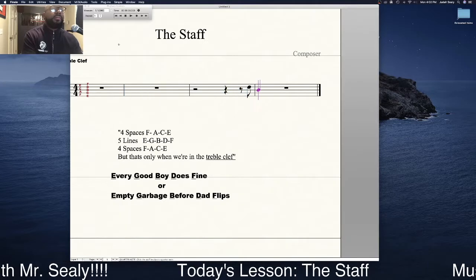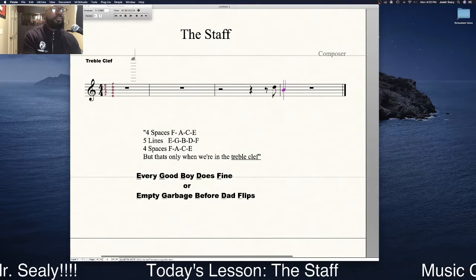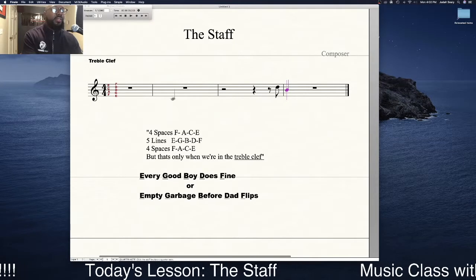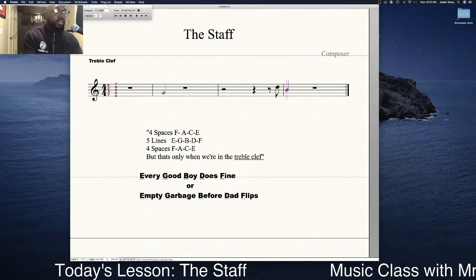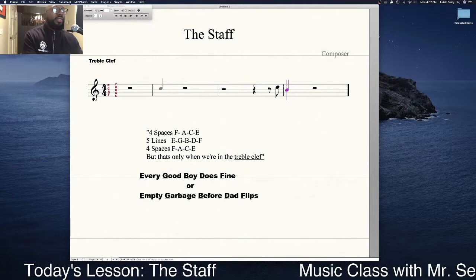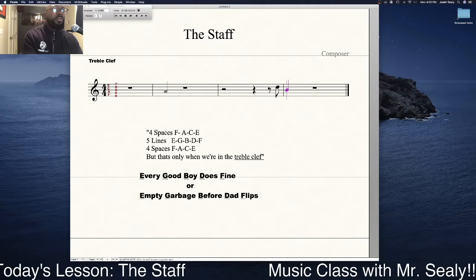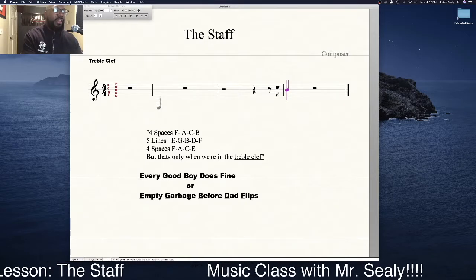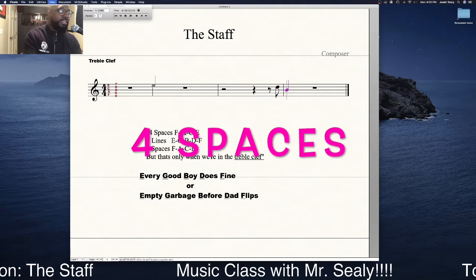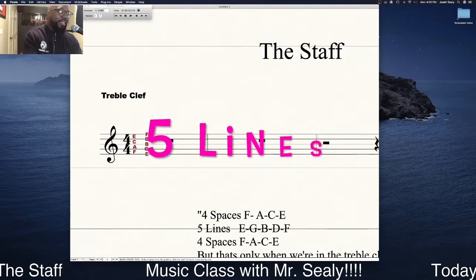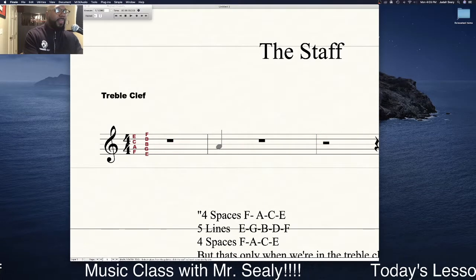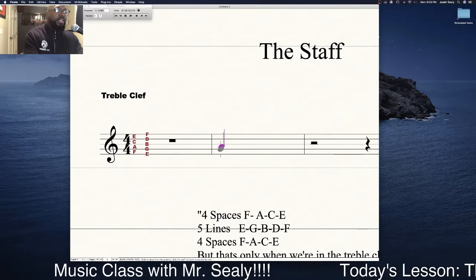All right. So if we look here, is a note on the first line, ignore this for right now, we're going to get to that in a second. So is a note on the first line, second line, third line, fourth line, or fifth line, or is it on the first space, second space, third space, or fourth space? Remember, there are 4 spaces and 5 lines. Very good. So this note, as I said earlier, is on the second space.